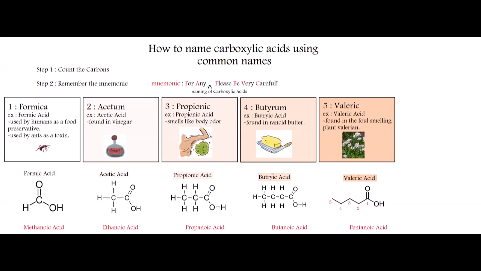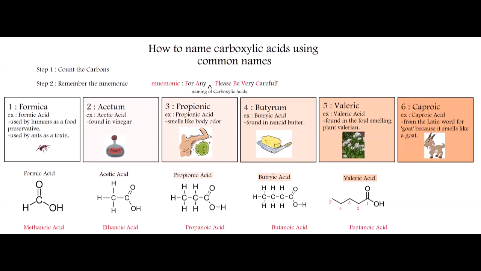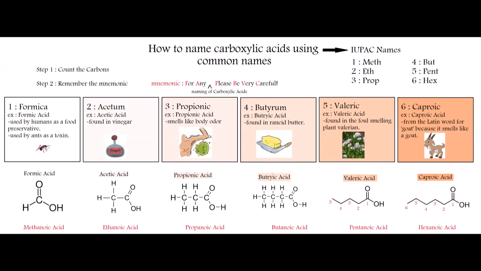And then finally, caproic, that's six carbons. Caproic comes from the Latin word for goat because people notice that it smells like barnyard animals. And its IUPAC name is hexanoic acid. And so it's also important to note here that there's also IUPAC prefixes for all these numbers of carbons, and that's 1 is meth, 2 is eth, 3 is prop, 4 is but, 5 is pent, and 6 is hex.